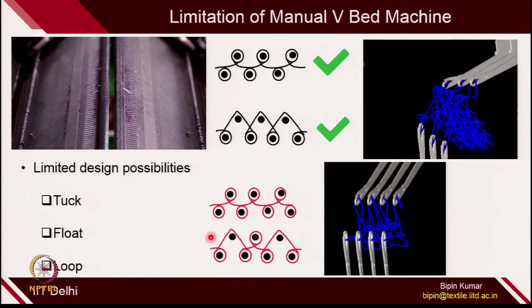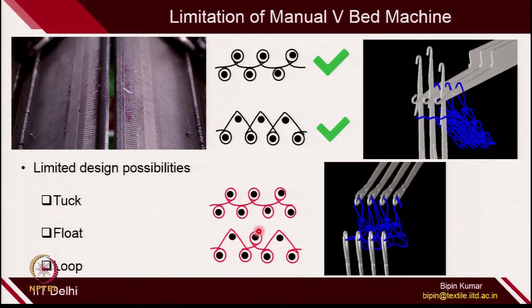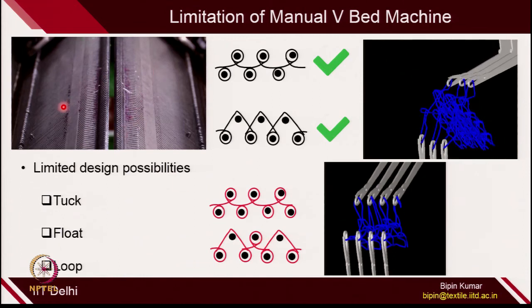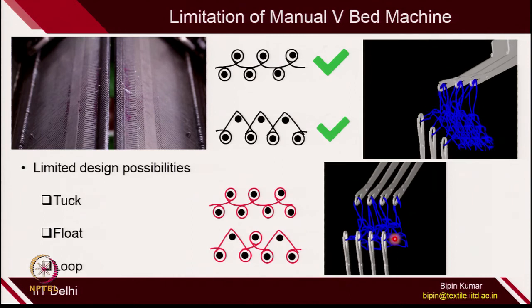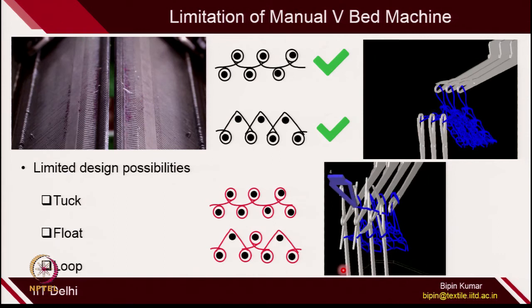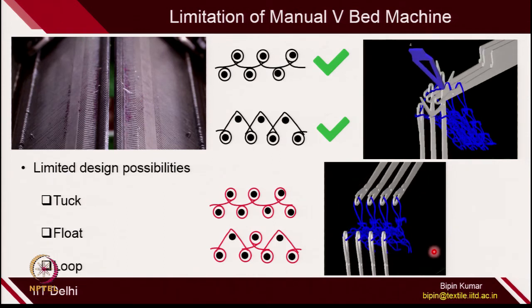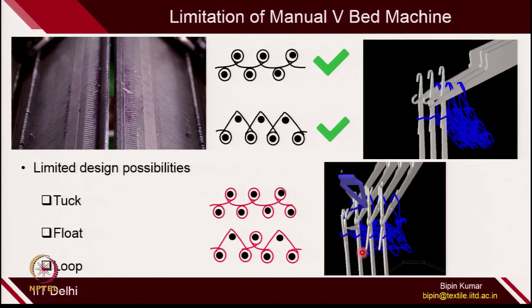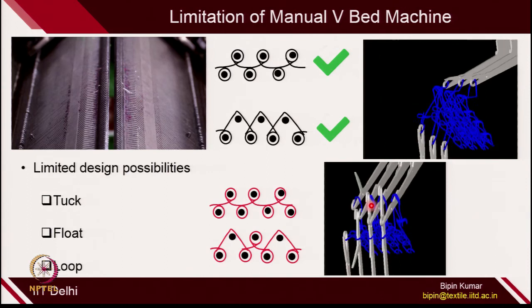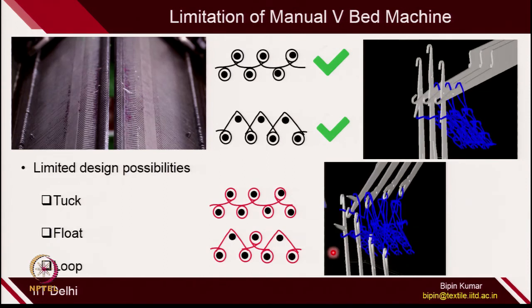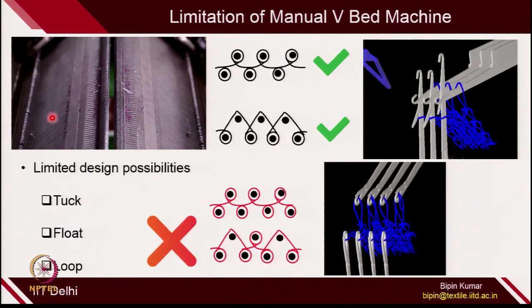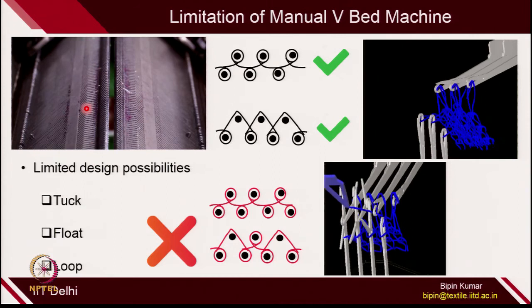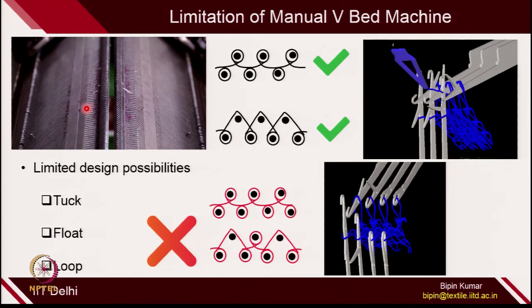But suppose you want to create a structure where on the same bed you have tuck and loop. That is not possible on these types of machine arrangements, because when you select a bed for making tuck, all the needles will make tuck, or loop, or float. For example, in this first course both beds have created loops. In the second course, one needle makes tuck and the rest make loops. Unfortunately, this is not possible. We cannot make it on manual V-bed machines, because all the needles on a single bed will do the same operation.